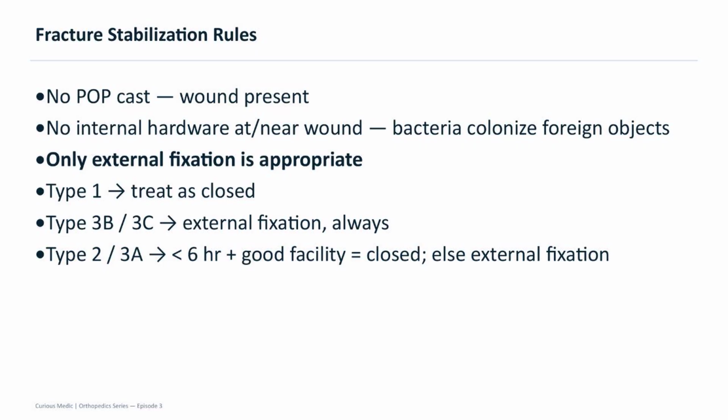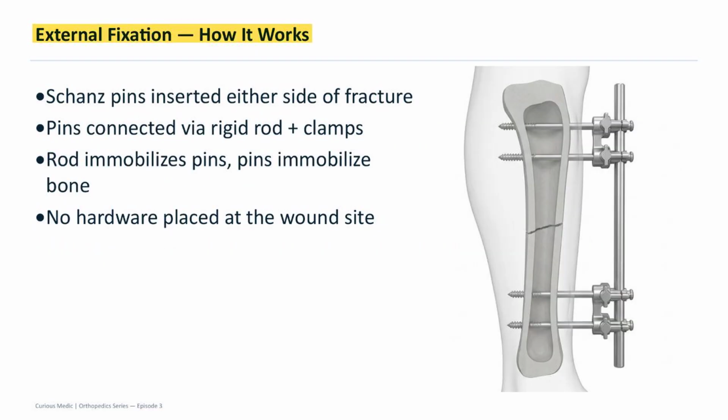The overall strategy is elegant. Manage it as an open fracture temporarily until the wound heals. Once it heals, you convert your thinking. It is now effectively a closed fracture. Remove the external fixator, confirm there is no infection, and proceed to definitive fracture treatment. Now let us go deeper into external fixation, how it works, the devices available, and the complications to know.